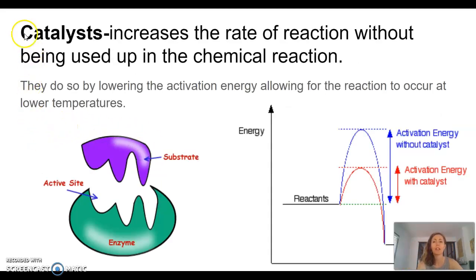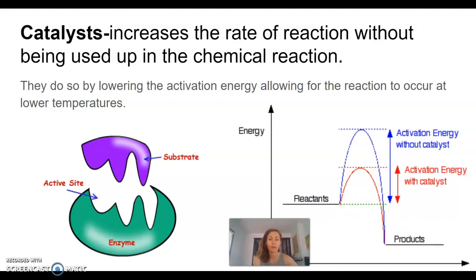The third one we're going to look at is catalysts. And catalysts also increase the rate of reaction. But the key part with catalysts is they aren't consumed in the reaction. They aren't used up. So catalysts don't run out in a chemical reaction. We can keep using them to propel our reaction. And what they do is they lower the activation energy of the reaction.